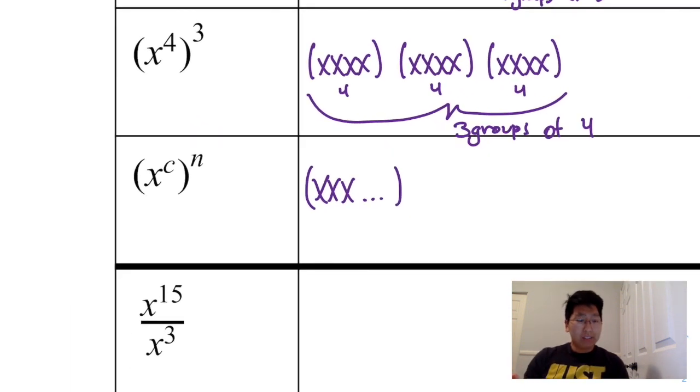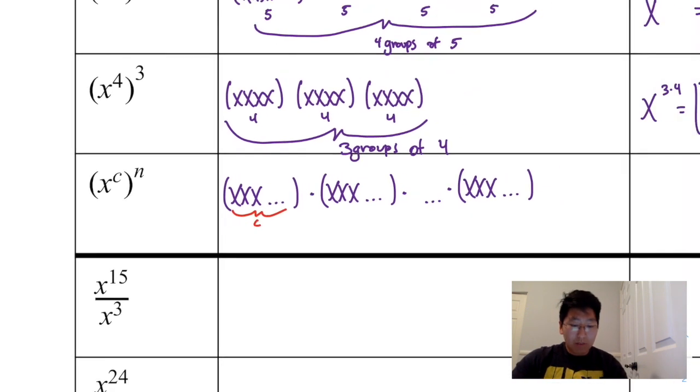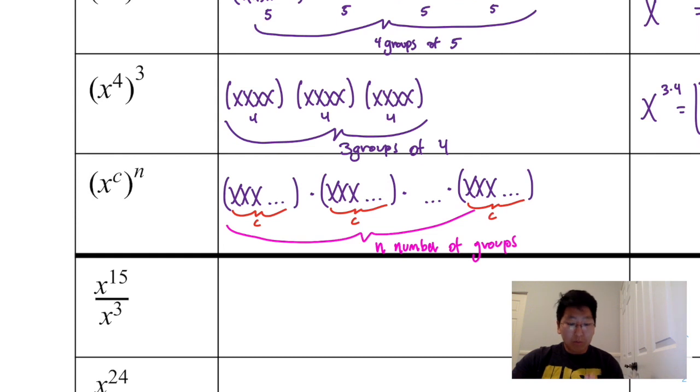Last one. x to the c all raised to the n power. Now, x to the c, just like we did earlier, it's a variable, so it's whatever number that variable is. So here's c. This is going to represent c. Now we need n groups. So here's another one, here's another one. I don't know exactly what n is, so I'm going to write dot, dot, dot. And there's going to be n groups, number of groups. So there's c, that's 1 group, 2 group, 3 group, dot, dot, dot. We don't know. Whatever n is, that's how many groups there are going to be.